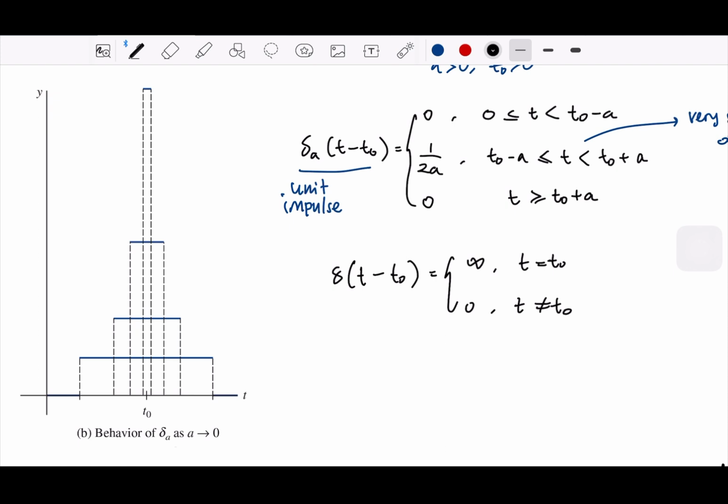And because we are dealing with these approximations, we are going to deal with the limit. So we take the limit for this definition. So this is the limit as a approaches 0.